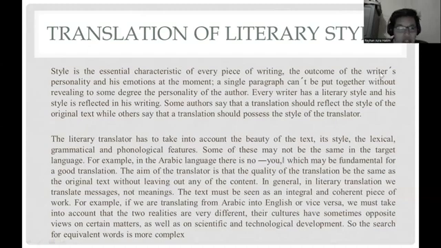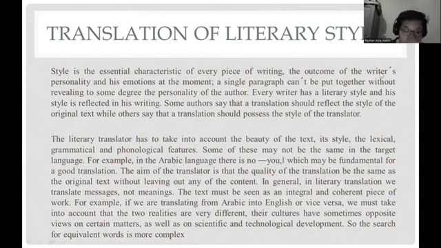Translation of literary styles. Style is the essential characteristic of every piece of writing. The outcome of the writer's personality and his emotion at the moment. A single paragraph can't be put together without revealing to some degree the personality of the author. Every writer has a literary style, and his style is reflected in his writing. Some authors say that a translation should reflect the style of the original text, while others say that a translation should possess the style of the translator.